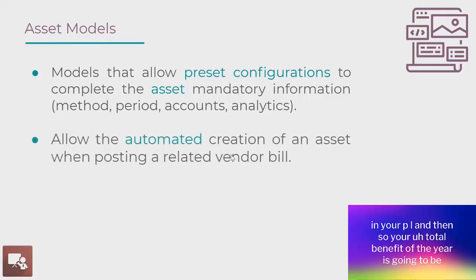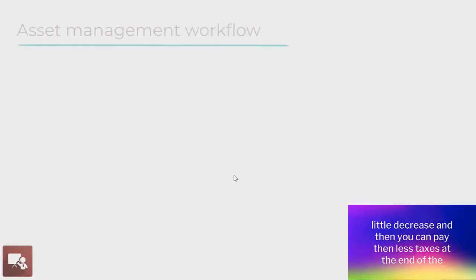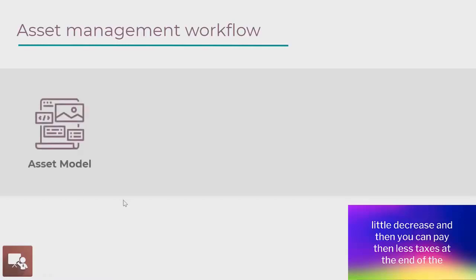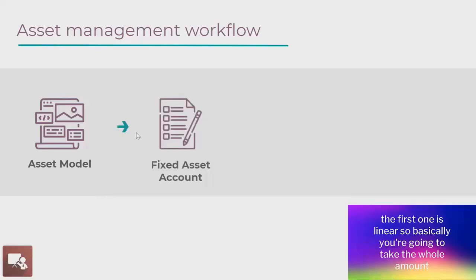Linear is a method that needs to be used in order to make that work. To automate asset management, there are asset models. These models allow you preset configurations to complete, which are the method and the period. The analytics are facultative, but you can also include them in the asset model. It will allow you the automated creation of an asset when posting a related bill.